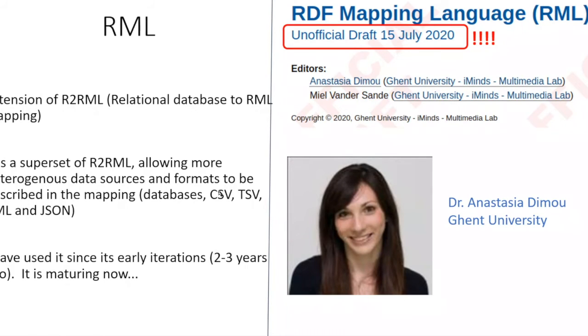For the moment, we are only going to use CSV, but I would imagine that by this time next year, we will have expanded to other formats. It's just that CSV is the easiest one to deal with. I've been using it since very early iterations, about 2 or 3 years ago, but it's now very mature. It's coming from Anastasia Dimou at Ghent. But you can see that this is still an unofficial draft, fairly recent, less than a year ago.